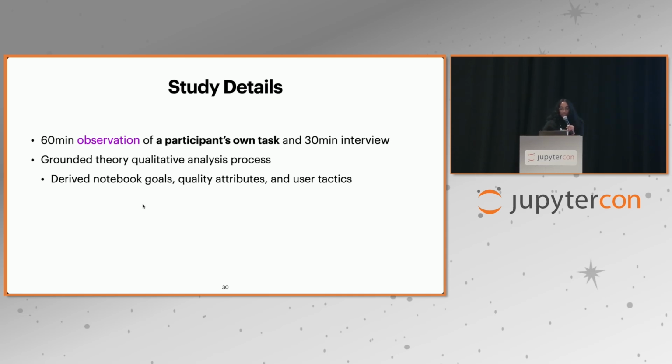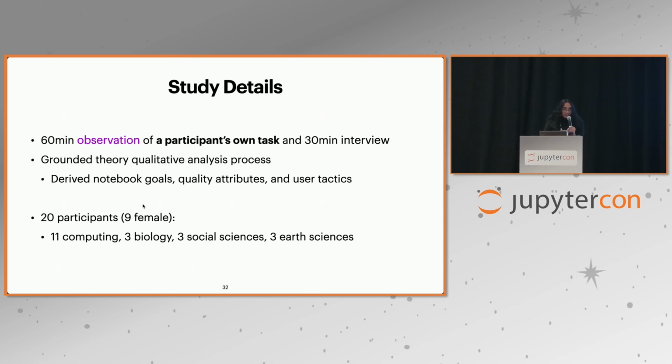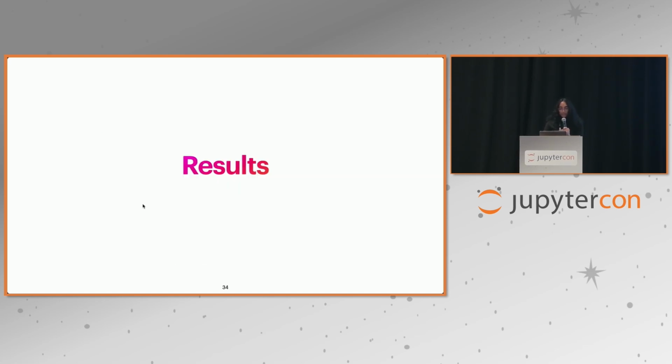So we used this qualitative analysis process to derive our notebook goals, quality attributes, and tactics. In total, we had 20 participants, 9 of them being women, from a variety of scientific fields. We had 11 from computing, 3 from biology, 3 social sciences, and 3 earth scientists. And in total, they worked on 21 notebooks.